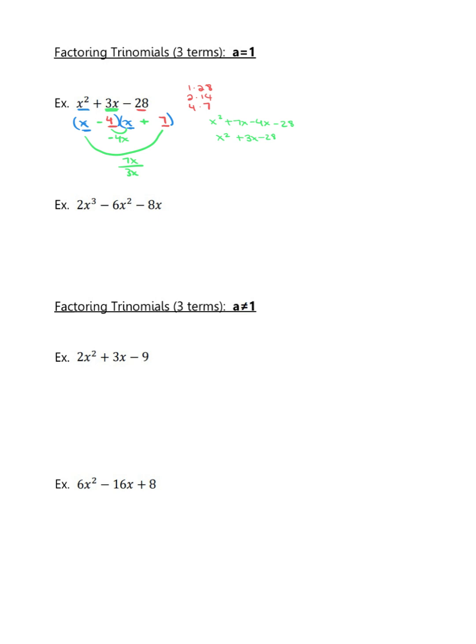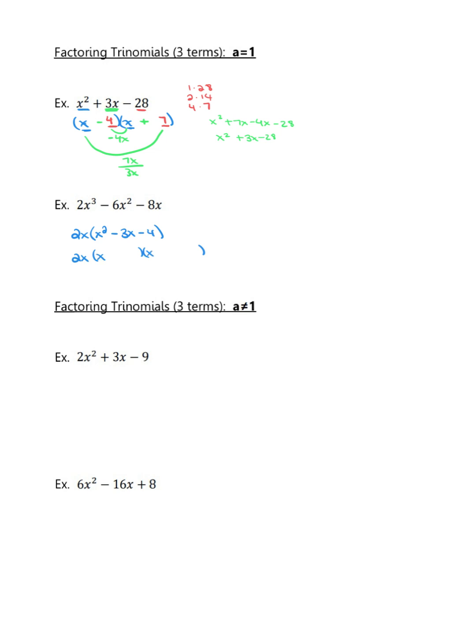On the next example, before I set up my two parentheses, I'm going to look for a greatest common factor. So notice that they all three have an x, and also they're divisible by 2. So the GCF is 2x, leaving me with x squared minus 3x minus 4. Notice that when I pull out a GCF, I don't lose it. It stays a factor in every step. So now I'm going to try to factor x squared minus 3x minus 4.